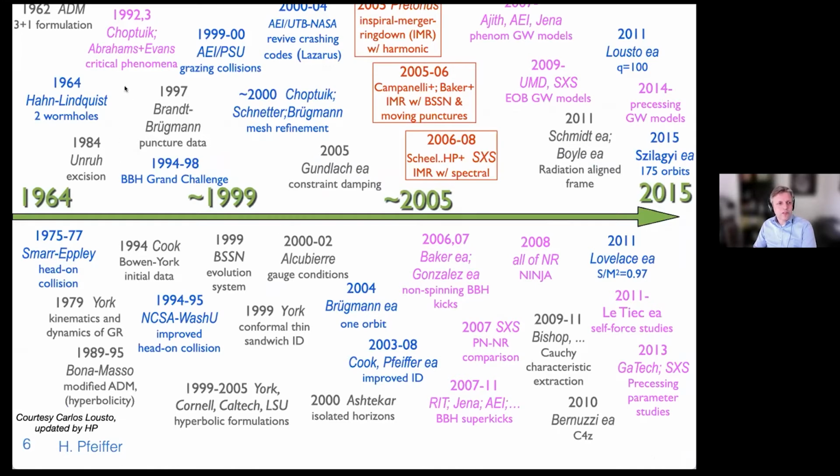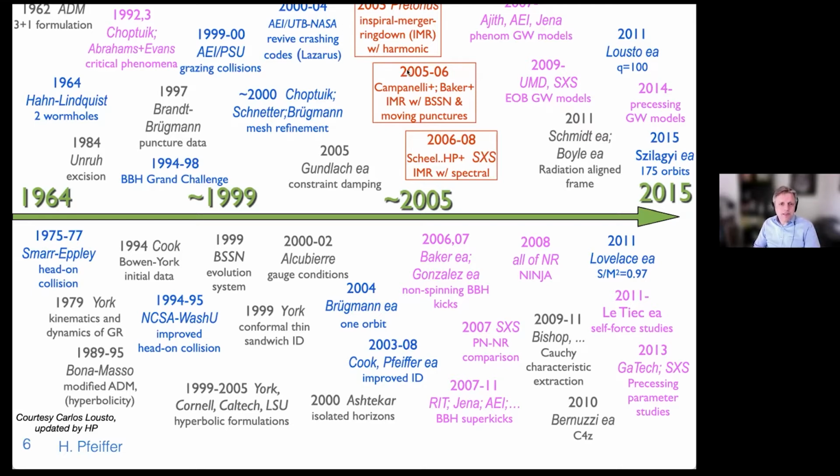The first numerical simulations of binary black holes were attempted in 1964 by Susan Hahn and Lindquist. A lot of things happened in the early to mid 2000s. The big breakthrough happens where binary black hole simulations began to work and began to work well. And since then, a lot more improvements have been done in order to keep up with the needs of gravitational wave data analysis and gravitational wave astronomy.